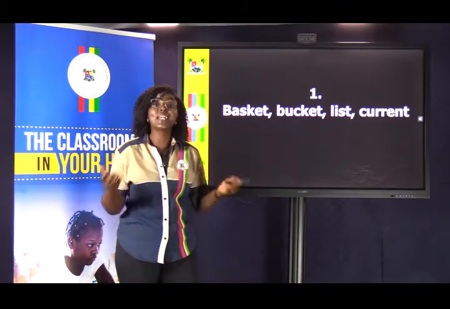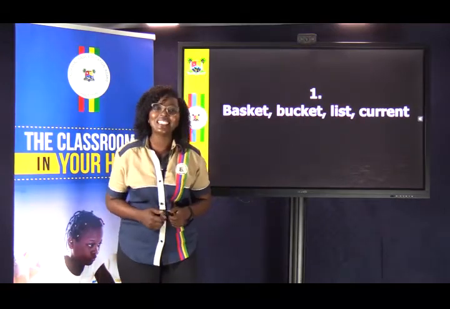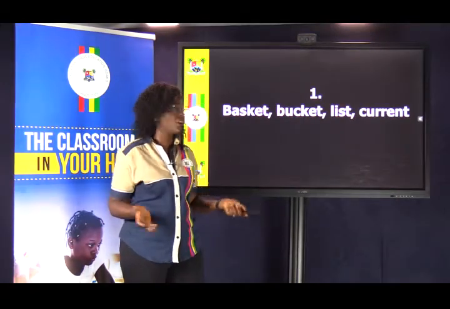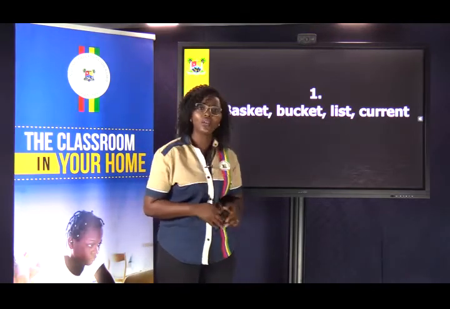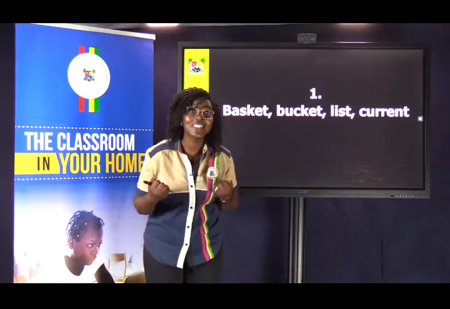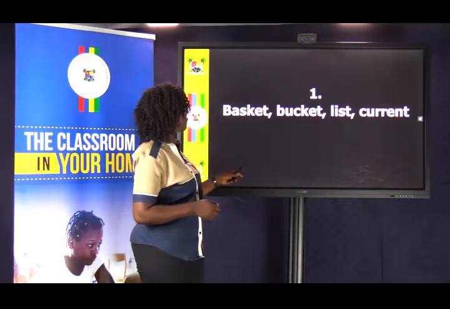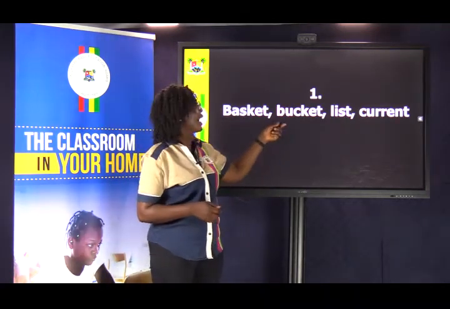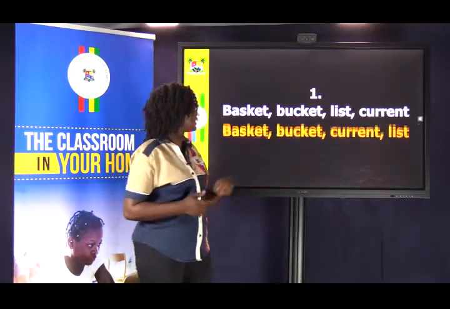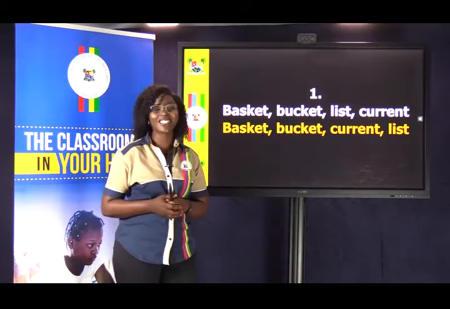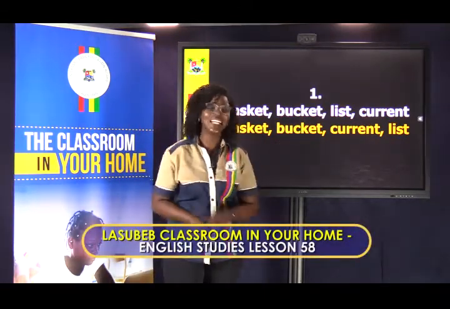The next thing we can do to get a simple trick to it is look at the second letter. Which comes first? Is it A or U? Okay, children, which comes first? Yes, it is letter A. So, basket comes first. After basket, we have bucket, okay? After bucket, we have current and we have list. Let's check. Oh, we are so correct. It is basket, bucket, current, and list.